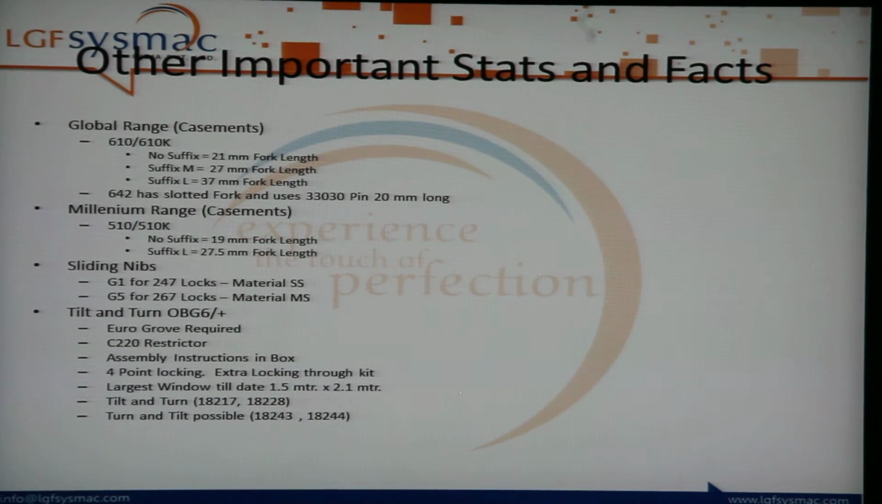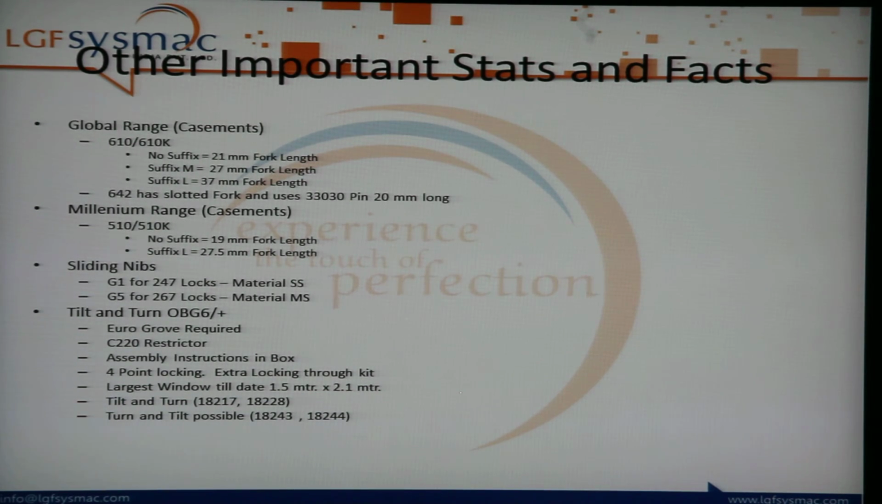Sliding nibs G1 are for 247 or the star range or for sliding doors, and these G1 nibs are made of stainless steel or inox steel. Sliding nibs G5 are for 2.6 range of sliding locks, that is the eco range, and the material is nickel steel or MS. Tilt and turn OBG6 plus, we need a Euro groove for it.